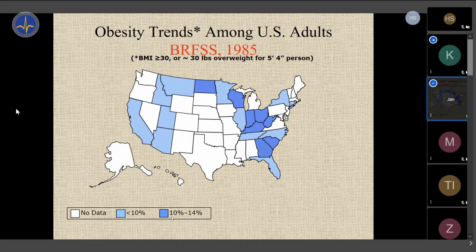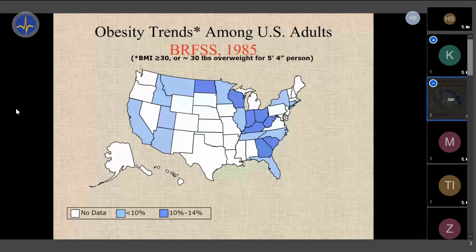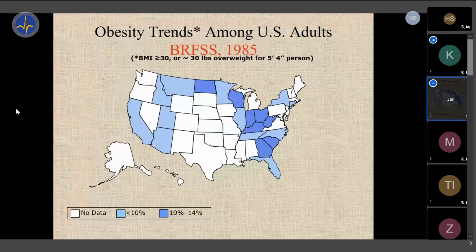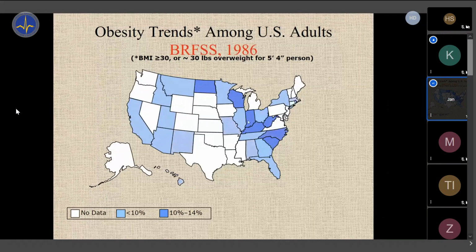But let's have a look. The blue are states where obesity prevalence, meaning people with BMI over 30, obese adult individuals, is under 10%, or 10 to 15% of the population. So there were some states with a slight number of obese people in 1985. So only not so long ago.